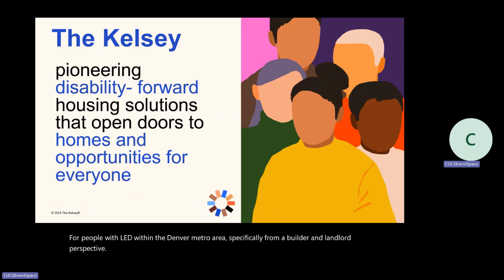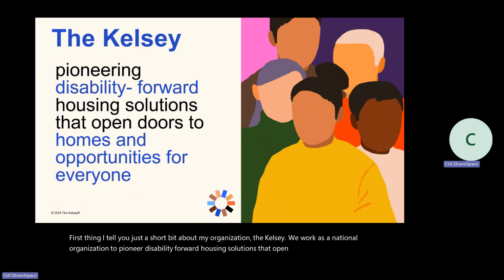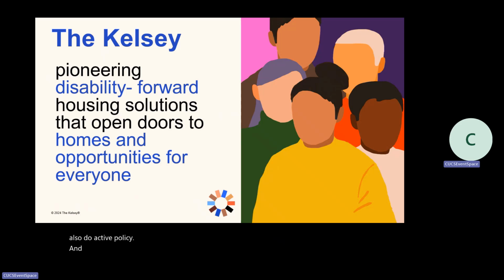First, I'm going to tell you just a short bit about my organization, the Kelsey. We work as a national organization to pioneer disability-forward housing solutions that open homes and opportunities to everyone. We do that in two main ways. We are an active housing developer where we have our own projects, which act as examples of how you can create disability-forward housing and also help us understand how to make the whole field better. We also do active policy and advocacy work to create better conditions to be able to create more of the kind of housing that we and others in this room then build.